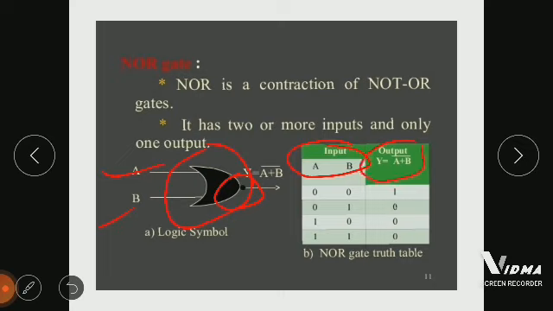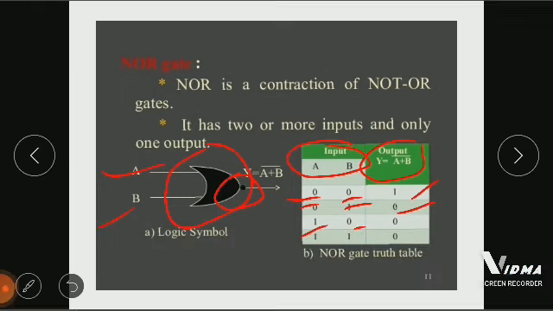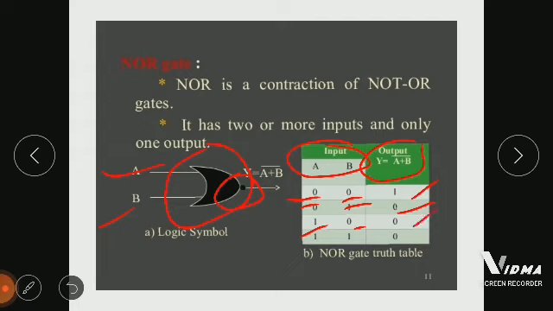So let us make the truth table for it. With inputs A is 0 and B is 0, 0 plus 0 is 0, and the complement of that becomes 1. Again, A is 0 and B is 1, then 0 plus 1 is 1, and if we take the complement of that, it becomes 0. Similarly, A is 1 and B is 0, then 1 plus 0 is 1, and the complement of this is 0. Similarly, the last one, if both inputs are 1 and 1, then 1 plus 1 is 1 and the complement of this is 0. So this is the truth table for the NOR gate.